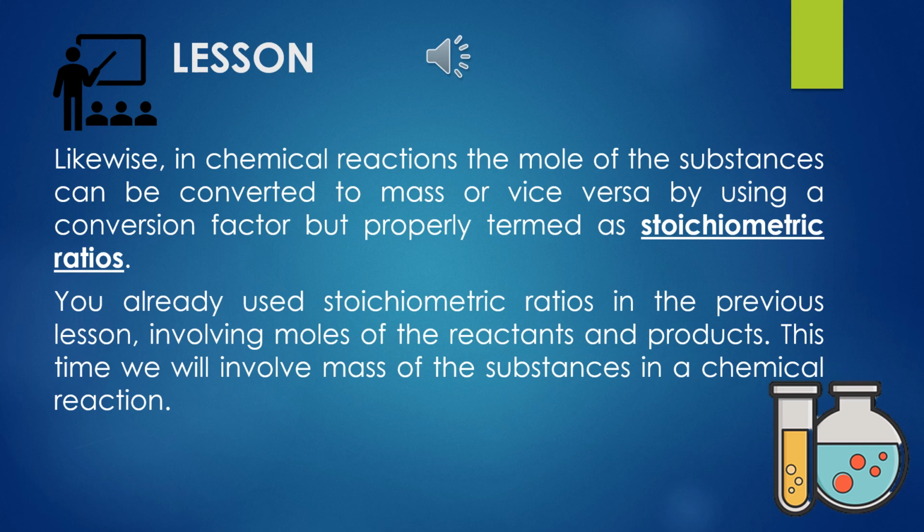Likewise, in chemical reactions, the mole of the substances can be converted to mass or vice versa by using a conversion factor, but properly termed as stoichiometric ratios. You already used stoichiometric ratios in the previous lesson involving moles of the reactants and products. This time, we will involve mass of the substances in a chemical reaction.